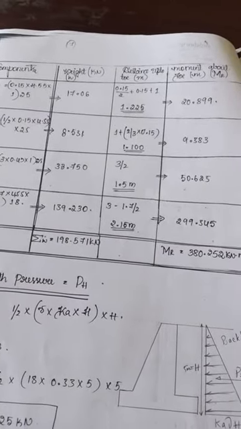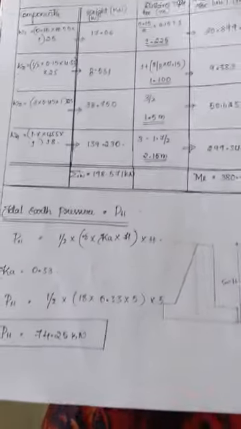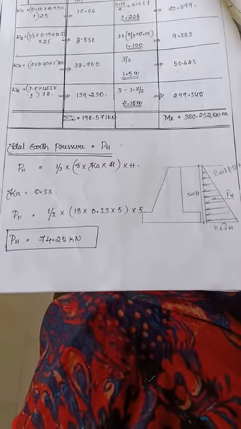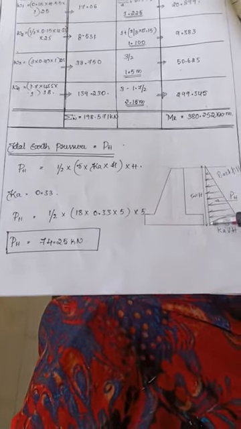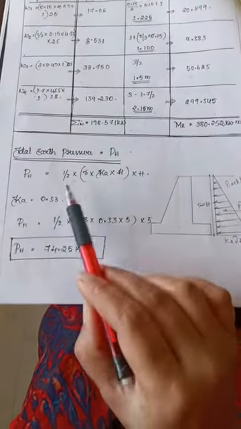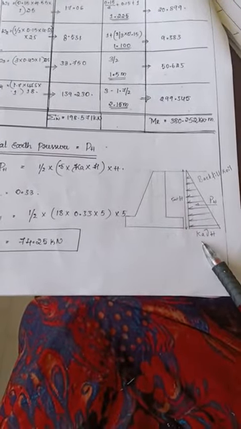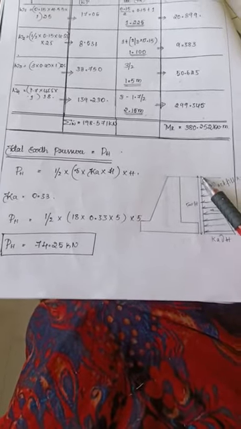In the previous class, I told you the total weight of the retaining wall and the moment of resistance. Here we find the total earth pressure, pH. To find it, we use the lateral earth pressure, which acts like this. For pH, we use the area of the triangle, which is half into base into height. Here, half into the base of the triangle, Ka into gamma into h, where h is the overall height of the retaining wall.